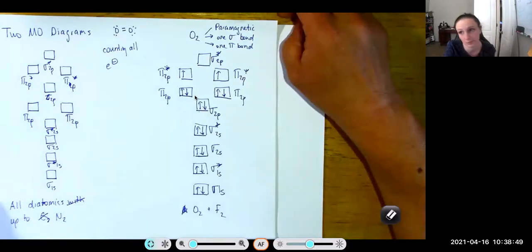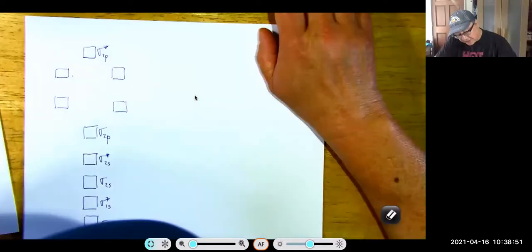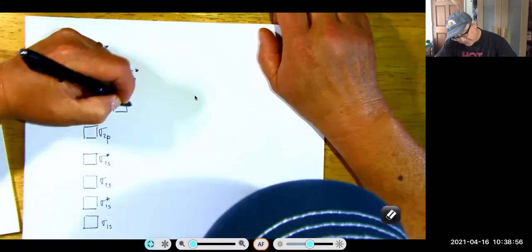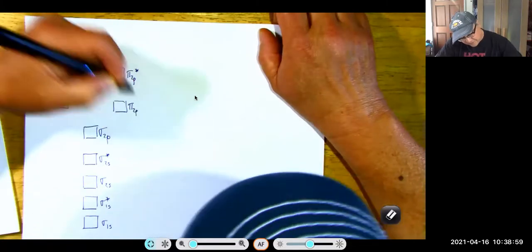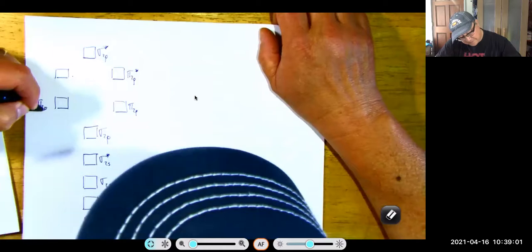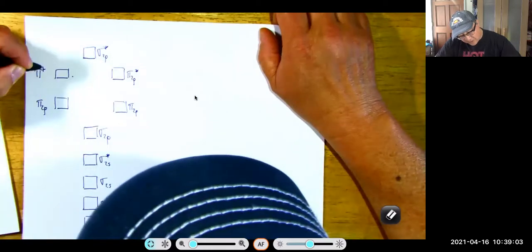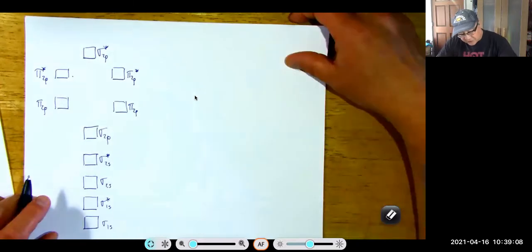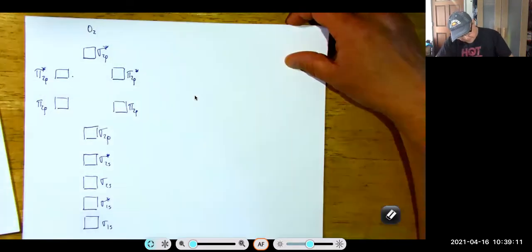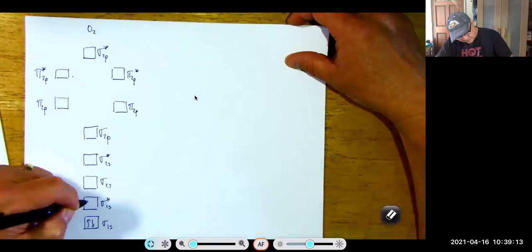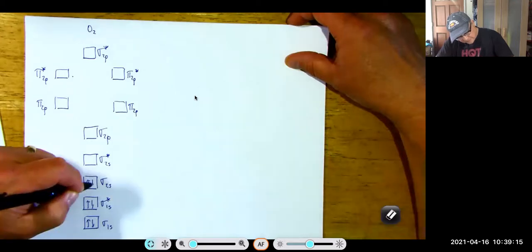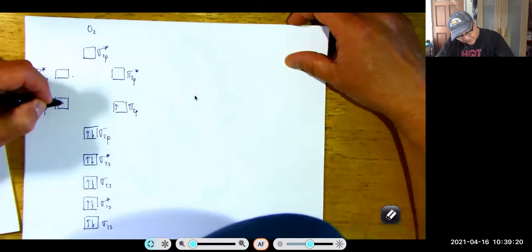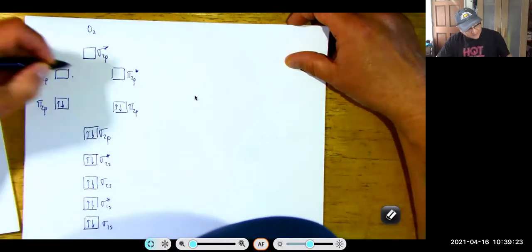Okay. Unless you just memorize it like I do, because I've drawn it more times than I can remember. So this is O2. And I'm going to go ahead and put my electrons in. And don't be so hasty when you're putting your electrons in that you don't put them in correctly.